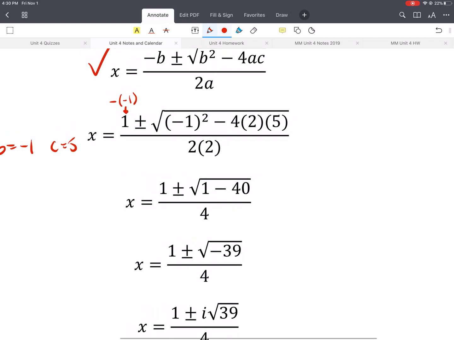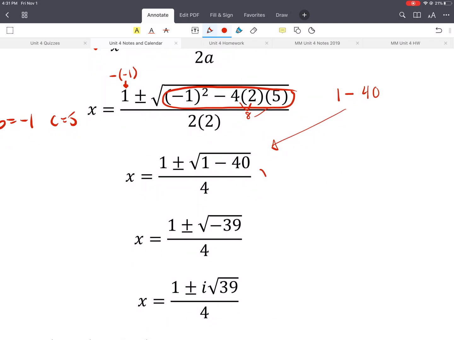First, you're going to simplify the discriminant. So what's inside the root is called the discriminant. So I would plug that into your calculator, or you can do it by hand. So negative 1 squared is just 1. Then we'd subtract 4 times 2, which is 8. And then 8 times 5 gives us 40. And they write it down here, okay? Finally got that down to negative 39.